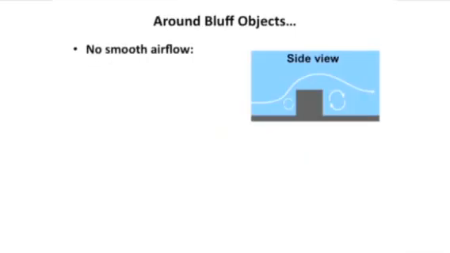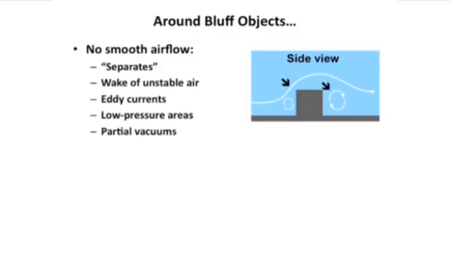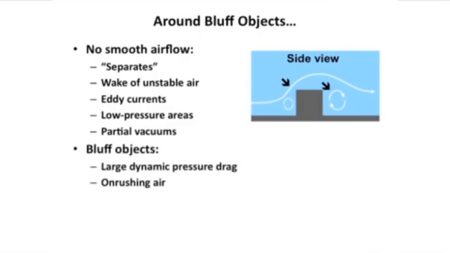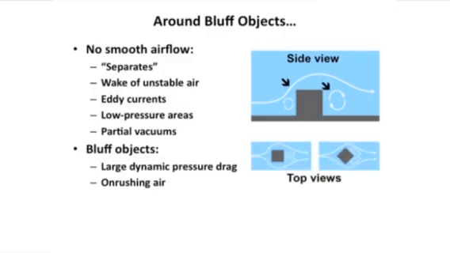This is what happens when air tries to flow around a bluff object. We do not get a smooth airflow. The air actually separates from the object because it's not able to flow around the sharp corners. And we get behind the object a wake of unstable air. These are sometimes called eddy currents or low pressure areas that represent partial vacuums. Bluff objects have large dynamic pressure drag from onrushing air. This is the top view of the bluff object that's shown above.